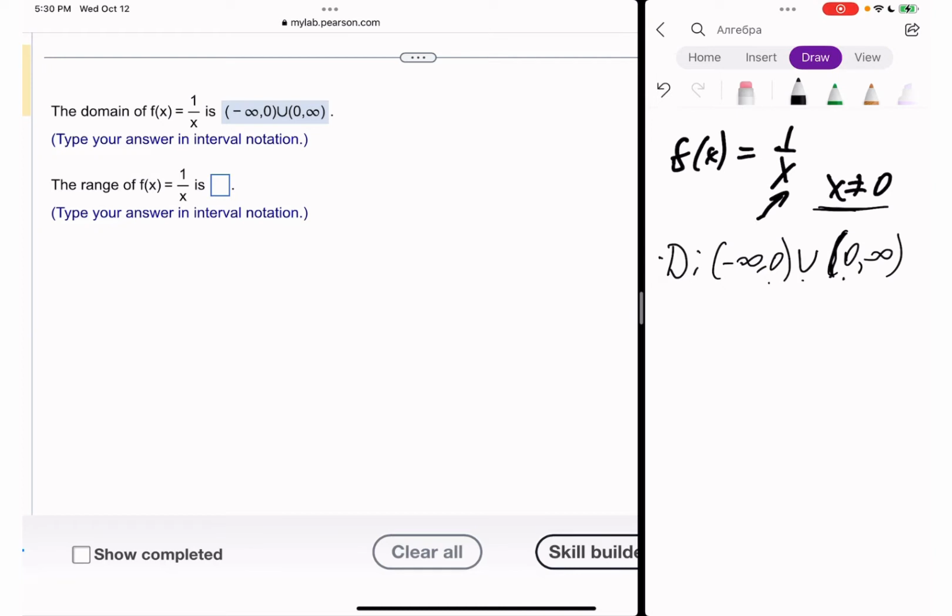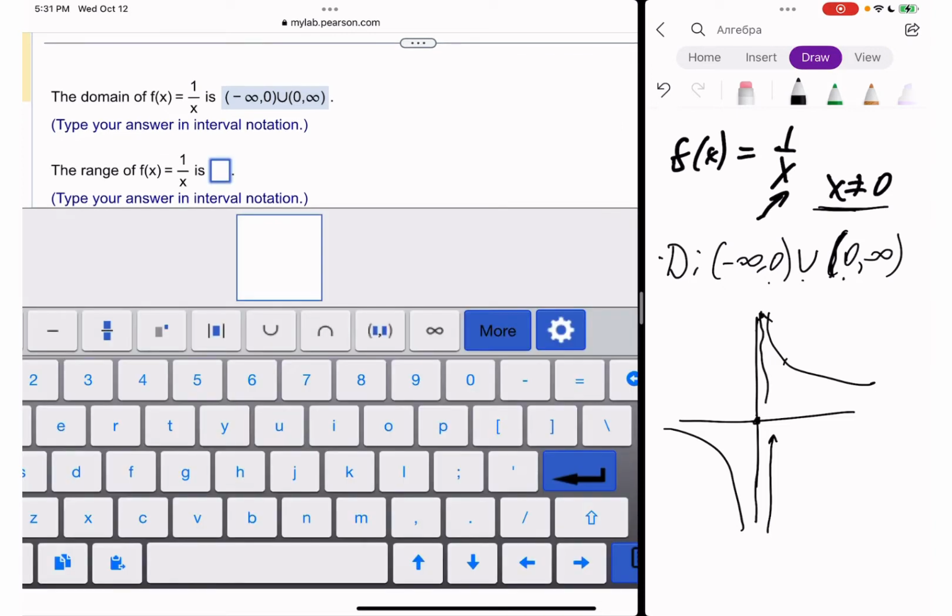The range is going to work the same way. This is how the graph looks. It's breaking at point 0, the same way as the domain and range. The range is the change of y. So y is coming from negative infinity to 0. It breaks at 0 because the graph doesn't have any value there, and then from 0 it moves to positive infinity. So we are putting the same answer.